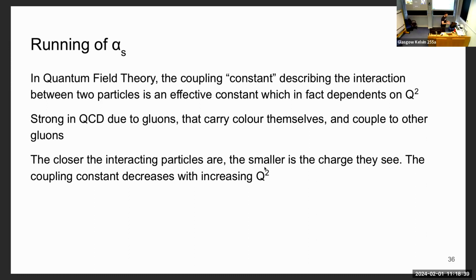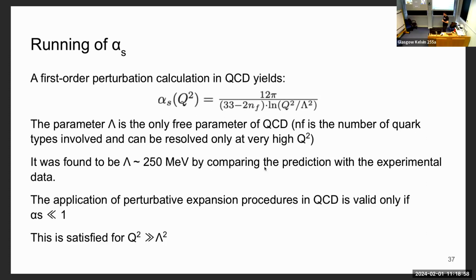But the trick here is that if you do your experiments at very high values of q squared, you can actually see the partons, the quarks, in a bare state. So that's where the term perturbative QCD comes from. If you were to do the first order perturbation calculation in QCD, it yields this formula for alpha s as a function of q squared.